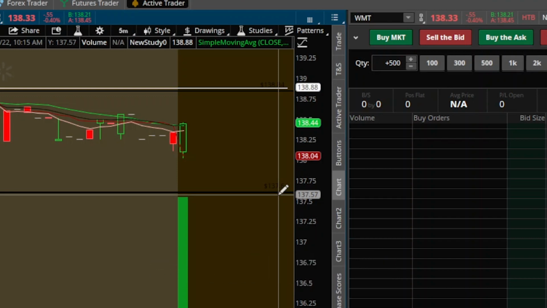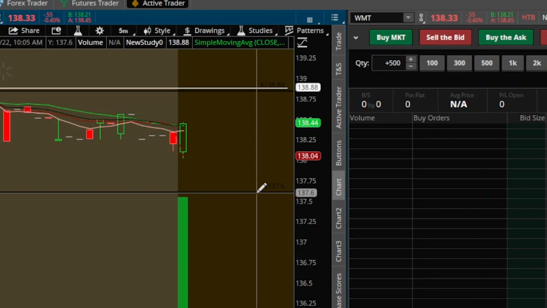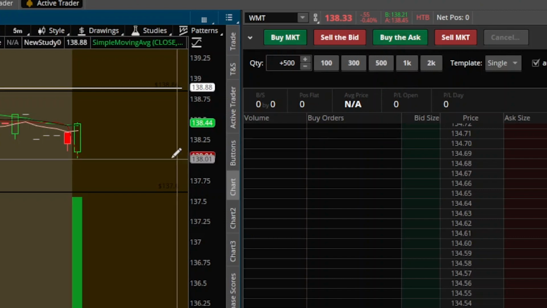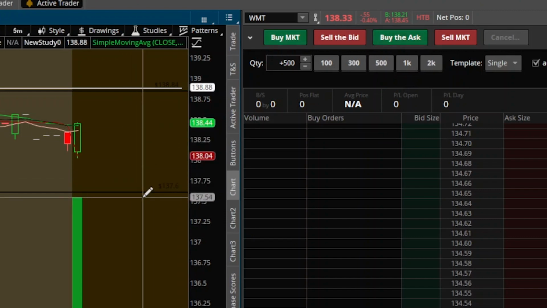Okay, this is Walmart. As you can see here, that is right at that 20 EMA on the hourly chart, this 137.6 area, which on my watch list was 137.53. So that's the area I'm going to watch a little more. This is just giving me a signal that we're almost to where I want to enter. Keep in mind, if you want to enter this trade, you can either buy the ask or you can buy market. Or on these bounces, you have time to set up a limit buy.